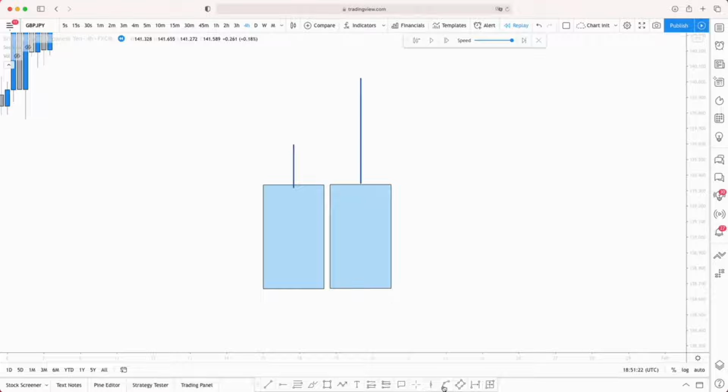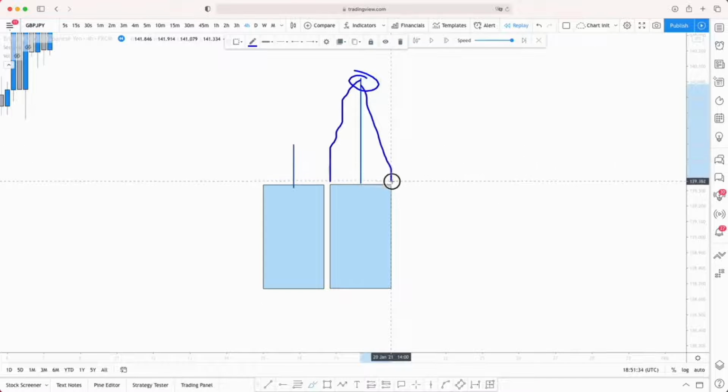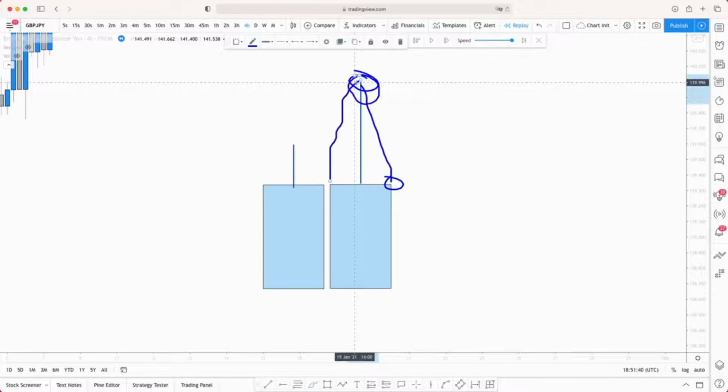So price, where's my brush? What we can tell by the wick is that the buyers are obviously pushing price up, but they get exhausted, which is why there's no body there, okay? Because the sellers are in control. What does that mean? It means that the selling pressure is within this wick, okay?